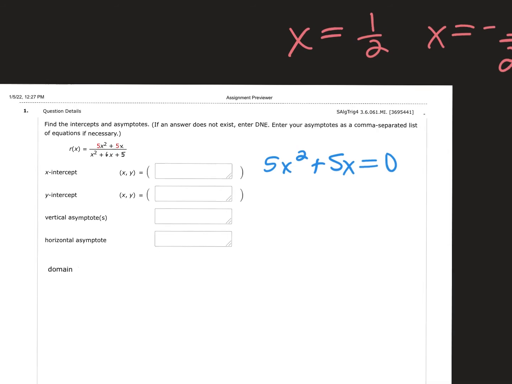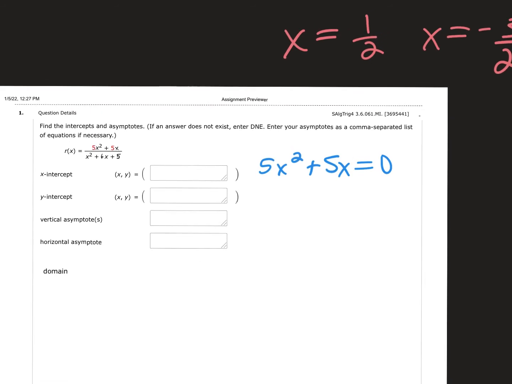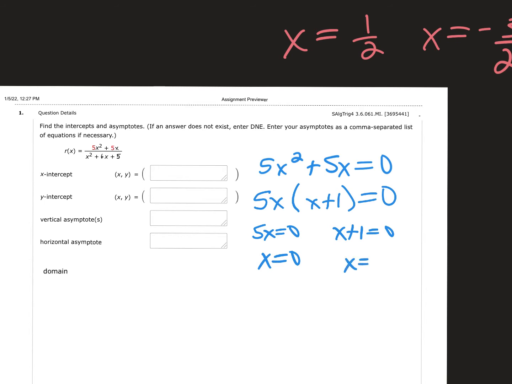Okay, so the first thing I look for here is a GCF. What can I take out of 5x squared and 5x? 5x, good. So if I take out that 5x, I'm left with what? X plus 1. Now that that is fully factored, what do I do with each piece? Set it equal to 0. Great. So I have an x-intercept at 0, and I have an x-intercept at -1.